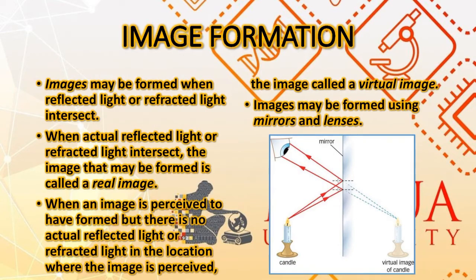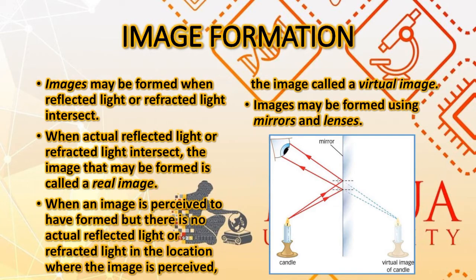Images may be formed using mirrors and lenses. Images or optical copies of an object may be formed using reflected light or refracted light. When reflected light intersects or when refracted light intersects, at the point of intersection, an image or optical copy is formed.